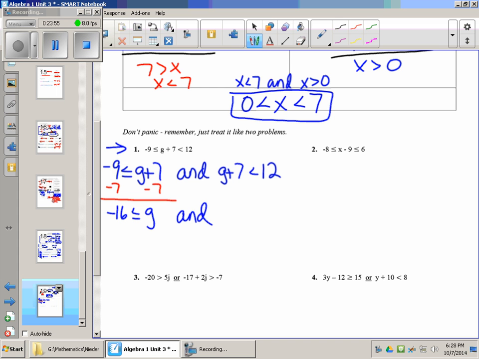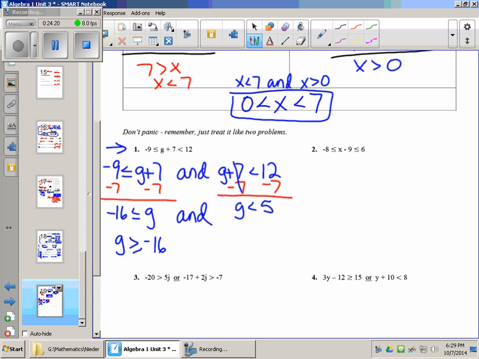And I'm going to have to solve this other one. Subtract 7 from both sides. Those cancel. So I get g is less than 5. So g is, remember, negative 16 being less than or equal to g means g is greater than or equal to negative 16, right? So you can think of it either way. So I'm bigger than or equal to negative 16, but also less than 5.